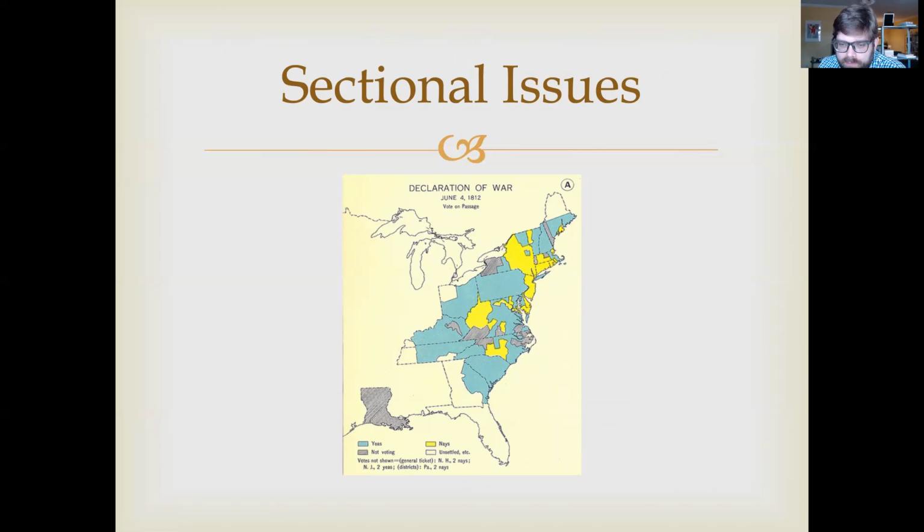But if we look, areas like New York City, areas like Philadelphia, Baltimore, they're actually voting against the war. And most of the support for the war comes from areas on the western and northern borders of the United States and areas away from the ocean. It's not universally true. There is some support here, certainly, although this is mostly areas without major ports, except for Charleston. So what's going on?